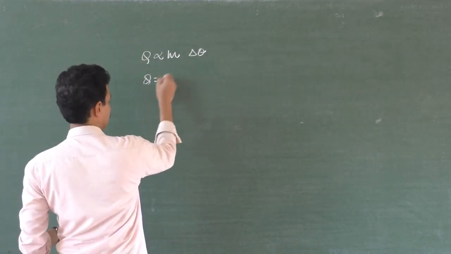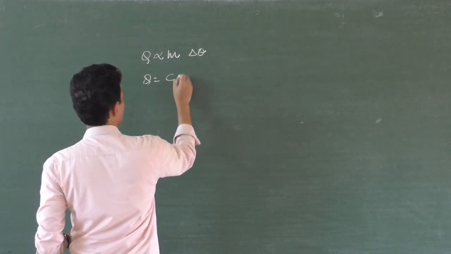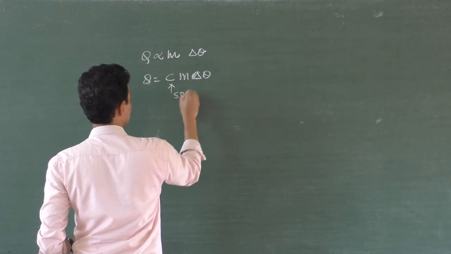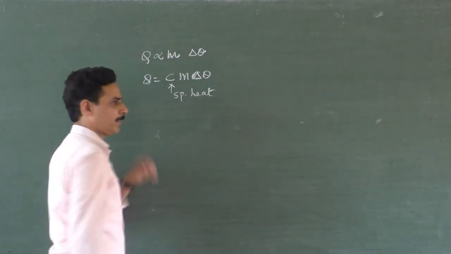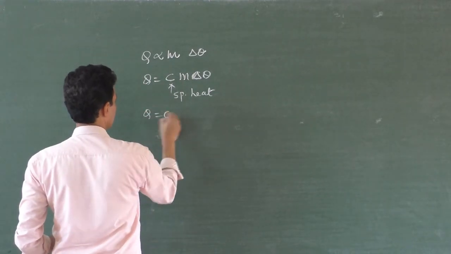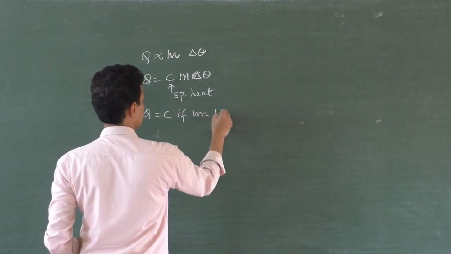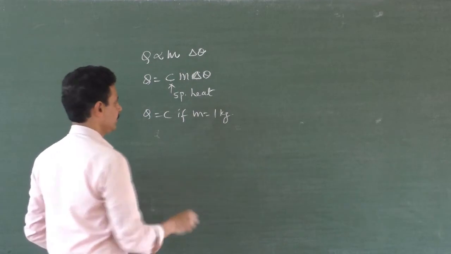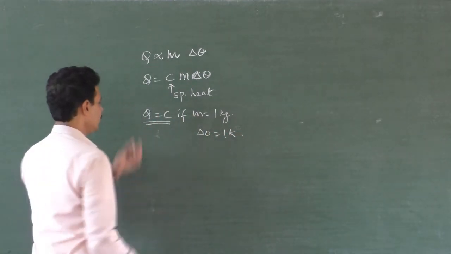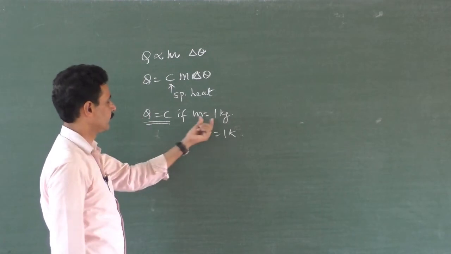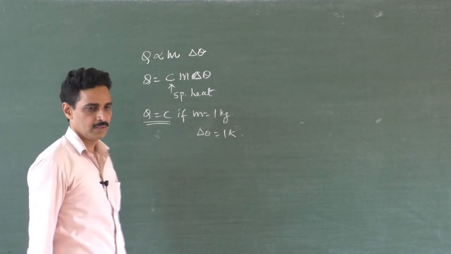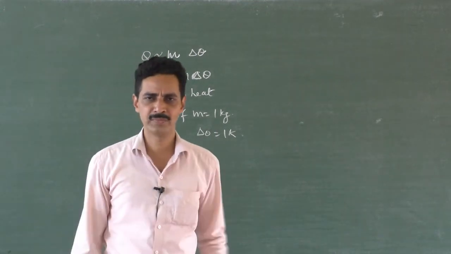Or Q is equal to, if you want to write, C, a constant, into m into delta theta. C is called specific heat. What do you mean by specific heat? It is a particular value, right? Specific heat is Q equal to C if m equals 1, or I will put it in the SI system, and delta theta is equal to 1 Kelvin. The amount of heat energy required to raise the temperature of unit mass of the substance by unit temperature is called specific heat. So you don't take any random values of mass and temperature.